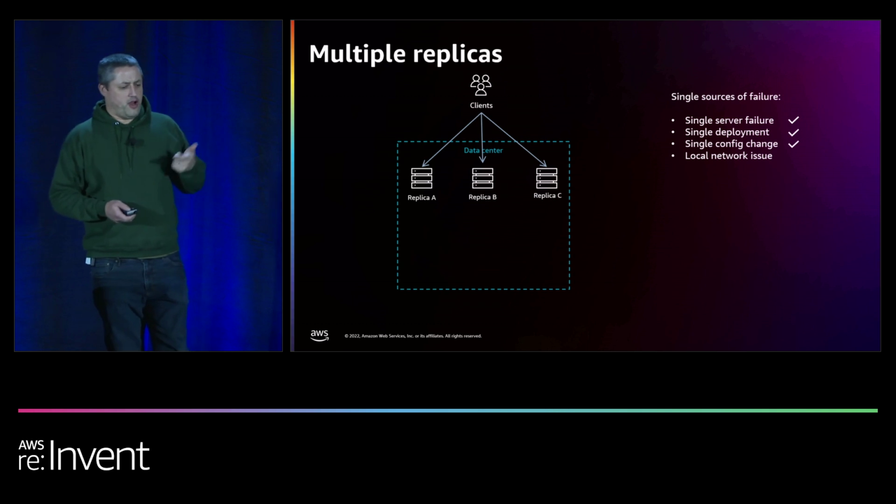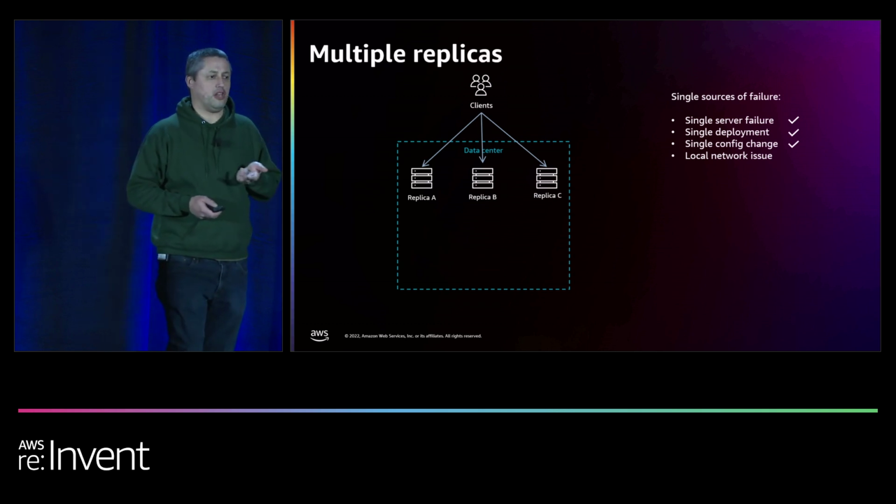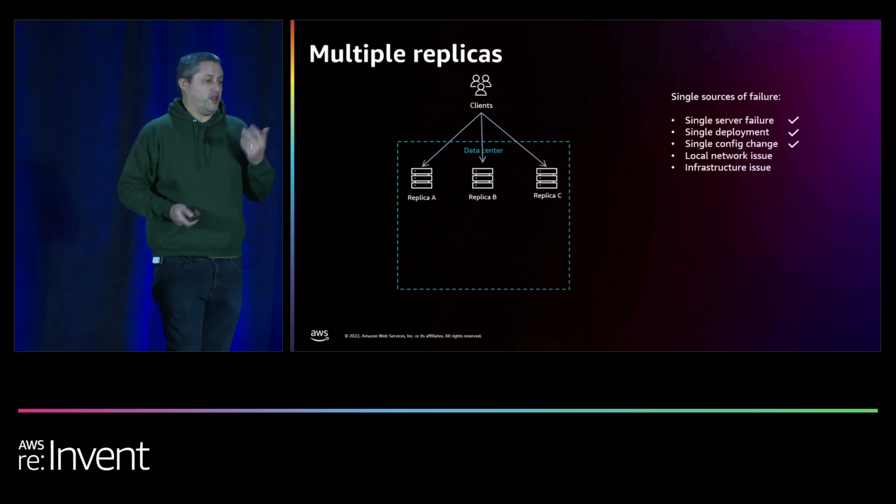So let's move on in our sources of failure list. We could have a local network issue. This is one data center with all of these replicas in it. We could have some other infrastructure issue, maybe a power problem. There's a variety of things that can happen.